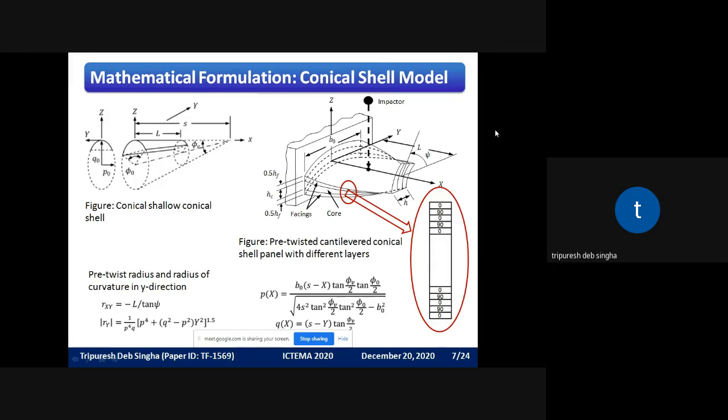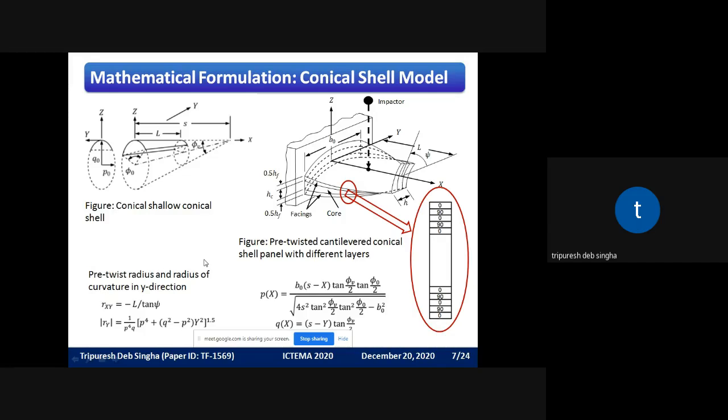And here the steel ball is known as the impactor. The impactor impacts this sandwich conical shell in the normal direction, perpendicular to the shell, at its central point.